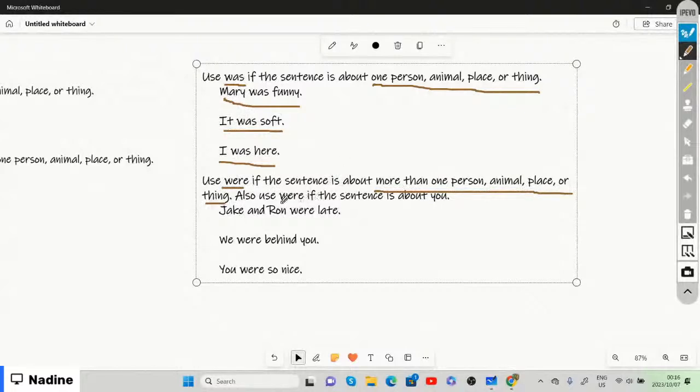You also use were if the sentence is about you, right? As much as you is just one, referring to one person, we use were instead of was. So you don't say you was happy. No, you need to say you were happy.